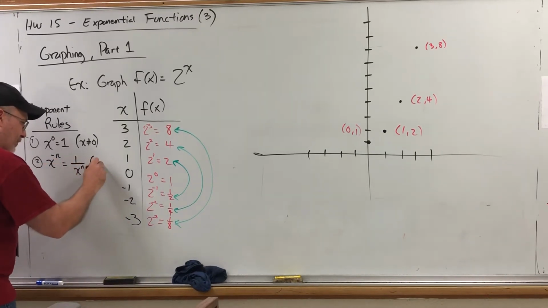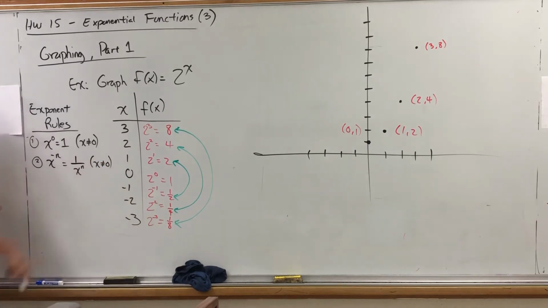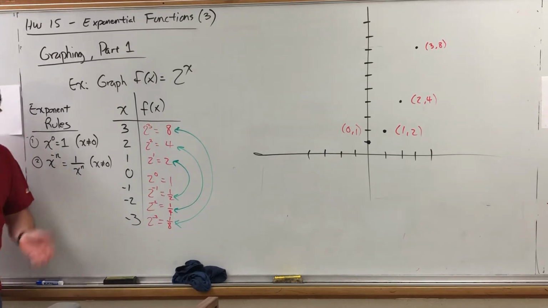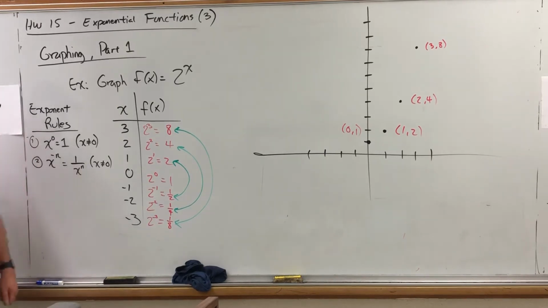We still have the stipulation that x can't be 0. That would be bad in the denominator. So the way you evaluate a negative exponent is you don't. You evaluate the positive exponent and then you reciprocate the answer.